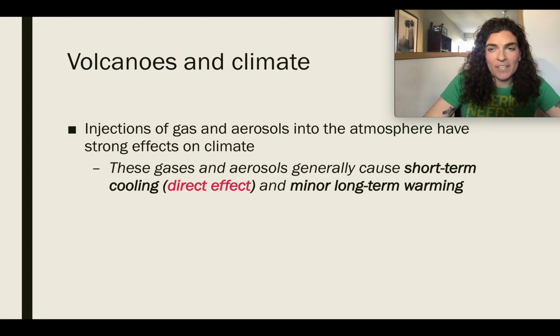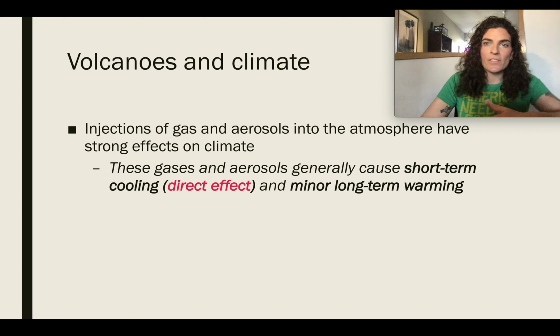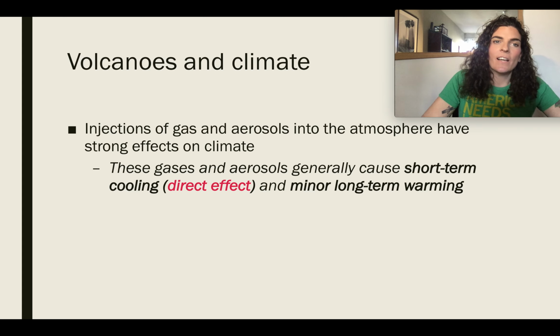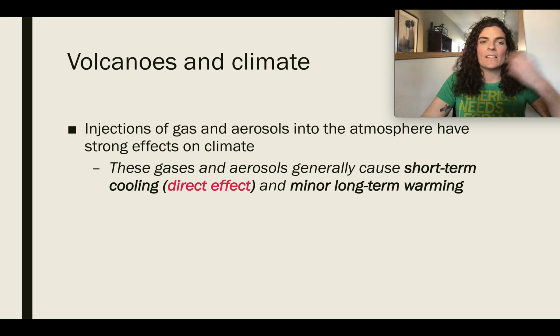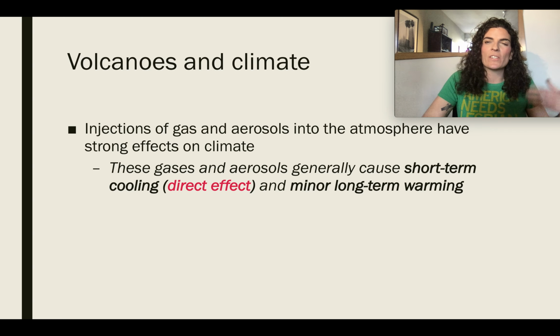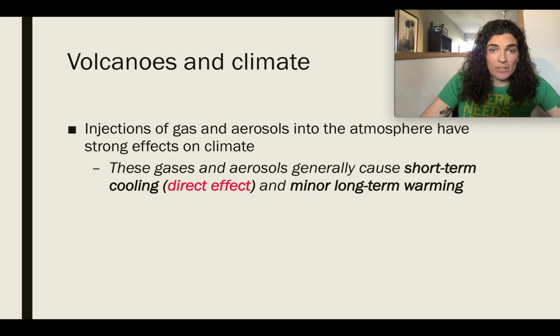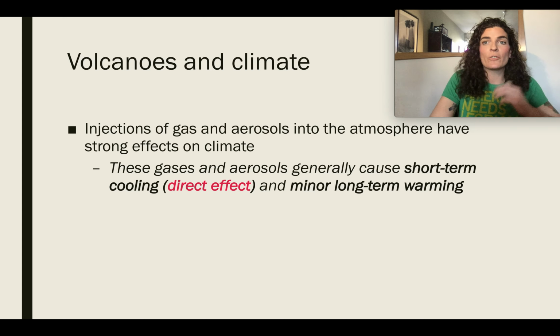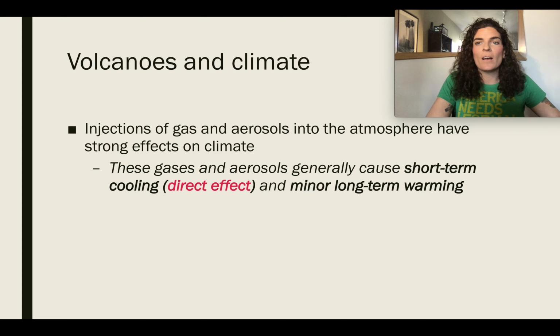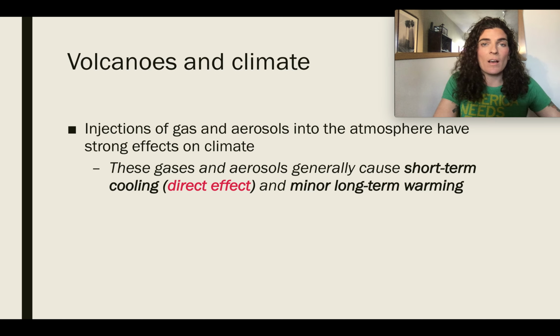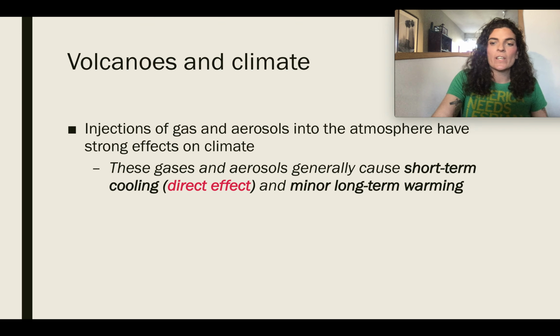Okay, so back to volcanoes. Volcanoes inject gas and aerosols into the atmosphere. These injections of gases, for example, cause a very minor, long-term warming, millions of years warming. But the aerosols have a relatively short-term cooling effect, the direct effect, and so it's a very important study into how aerosols can cool the climate on a very large scale.